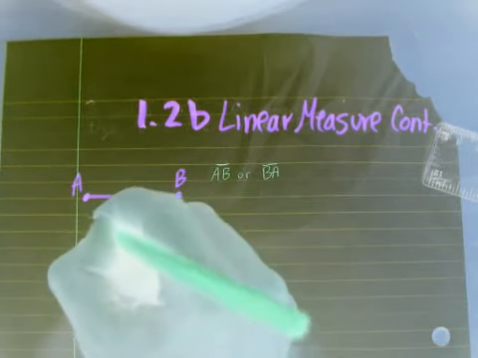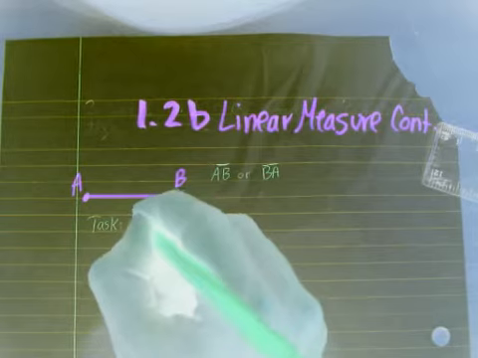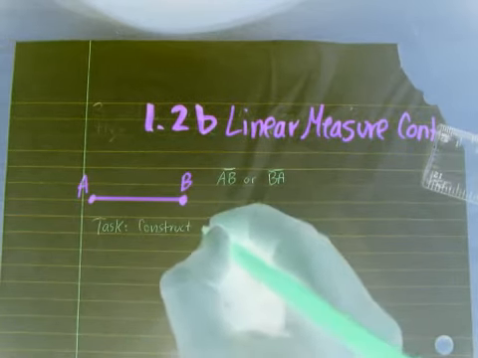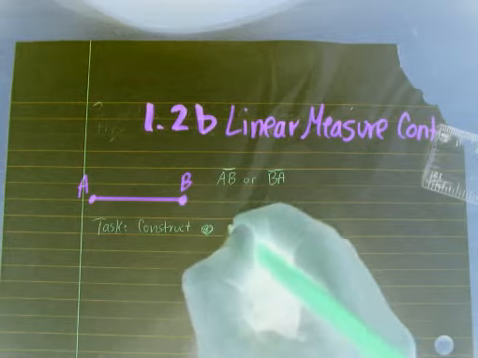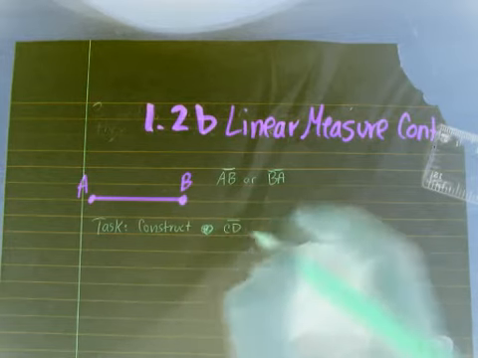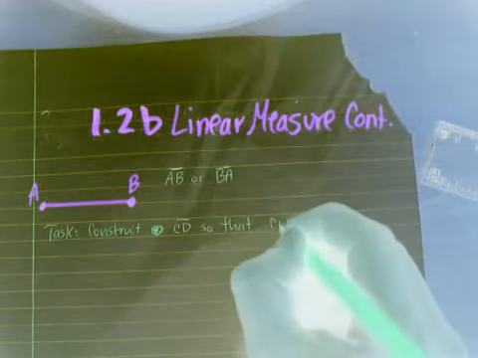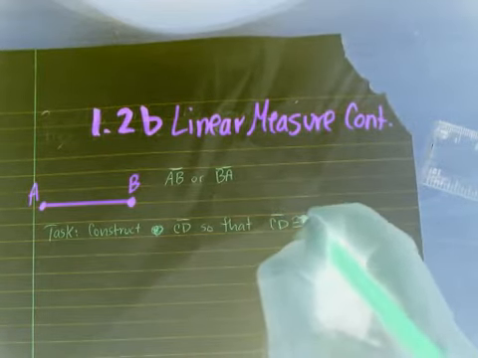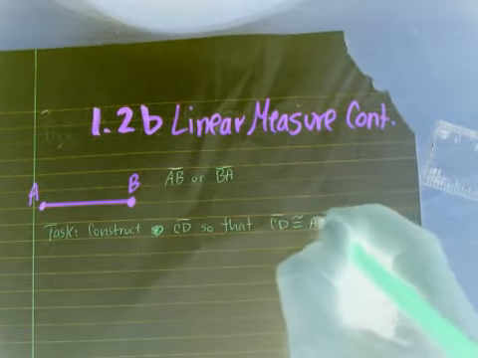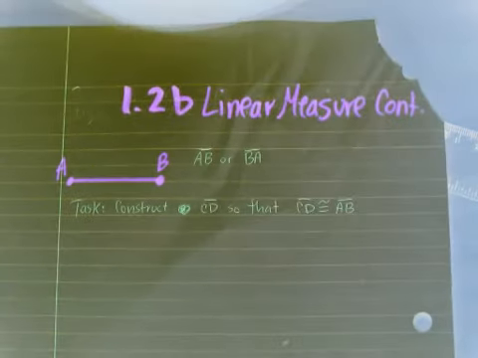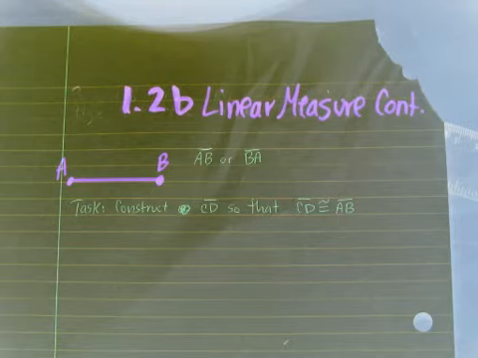So let me write the task out. Task. Construct segment, here I'll just write out segment CD so that CD is congruent to AB. Again, the symbol is congruent to, which means that it has the same measure. Now you have to do this without using a ruler.